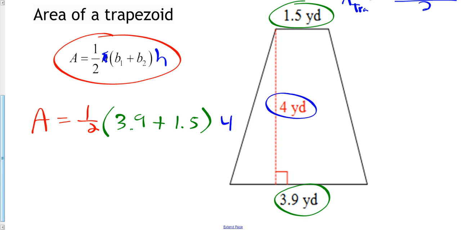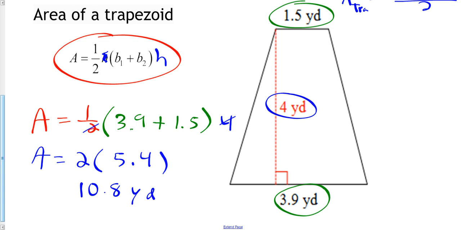So I guess we have 2 times whatever that is, because the 4 and the 2 will give us just 2. So area equals 2 times this. 5.4, 2 times 5.4, so 10.8 yards squared. Do not forget about your units. Yards squared. So moving on.